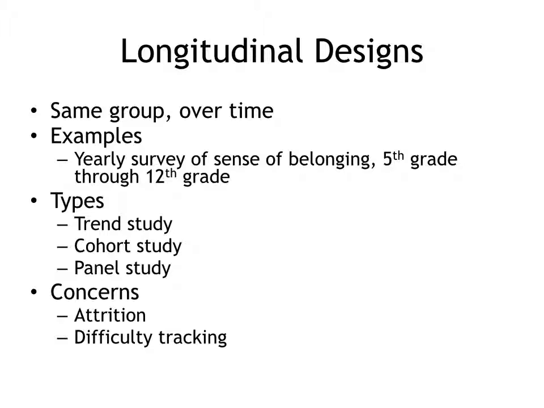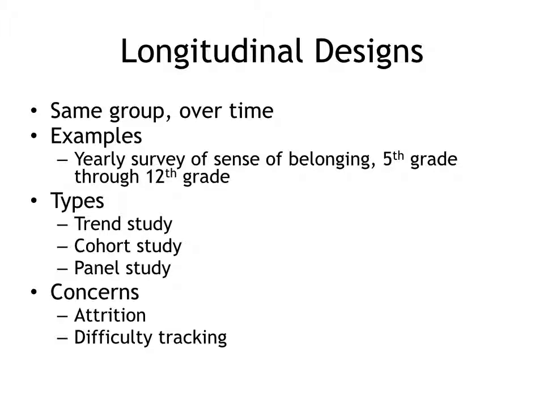There are three types. Trend studies use the same type of group year after year. So one example would be 10th graders and drug use. Each year we survey the group that is in 10th grade, and we get samples each year from the 10th graders. And then we're able to see a trend over time. Does the group we're calling 10th grade change in their drug use over time?